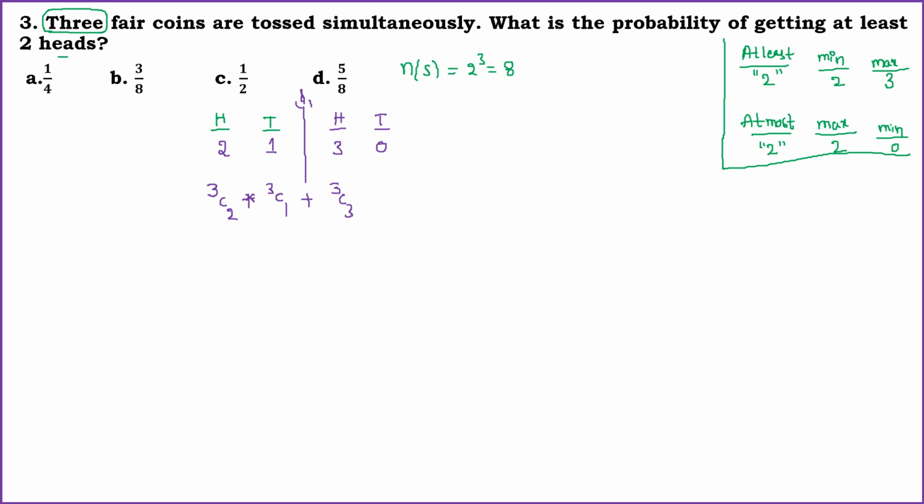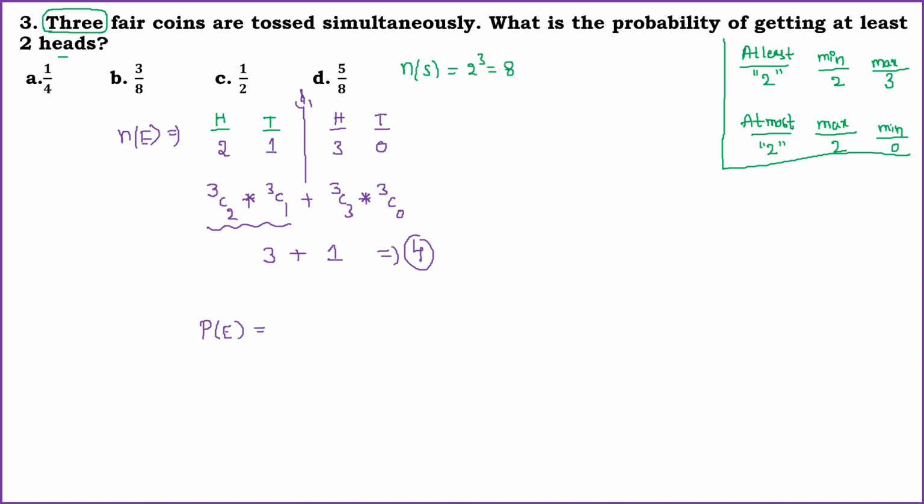3C3, 3 out of 3 are heads, into 3C0. So 3C2 means 3, 3 into 1, this is 3, plus 3C3 is 1. So total 4 combinations. This is N of E, sir. Possibilities are 4. I want to find out the probability.